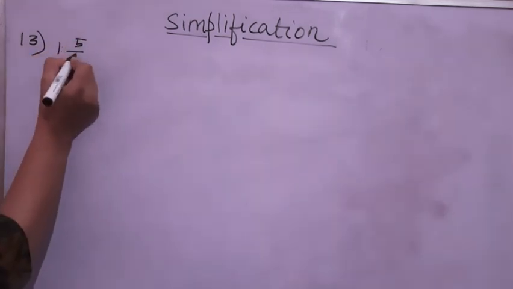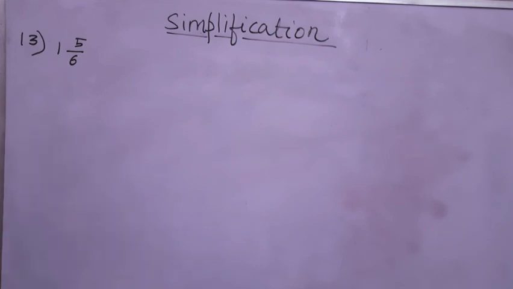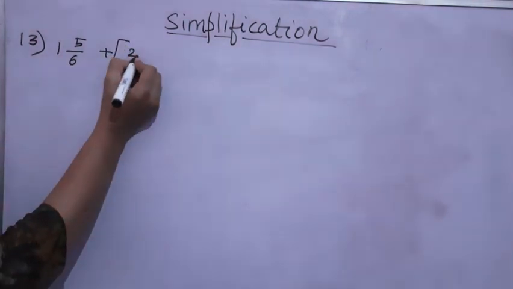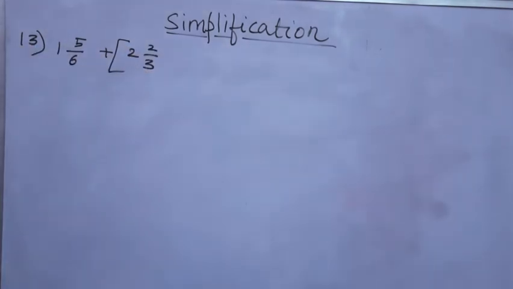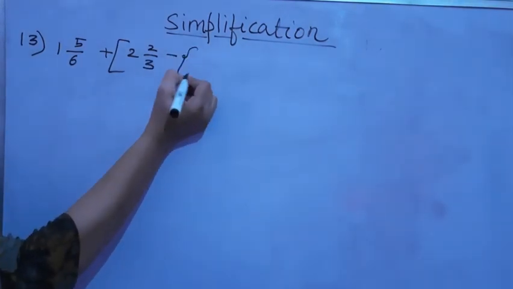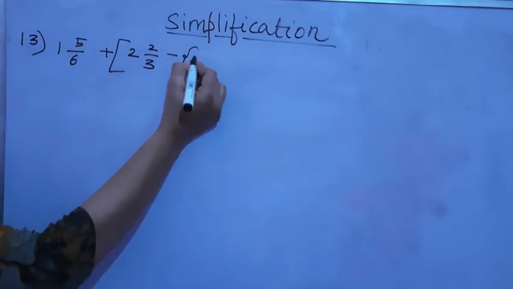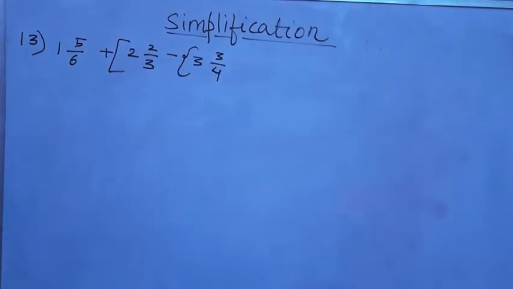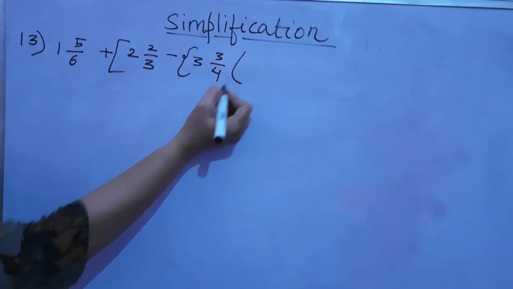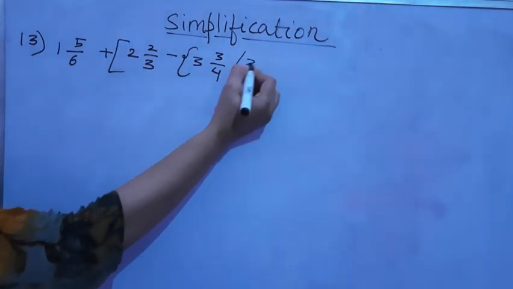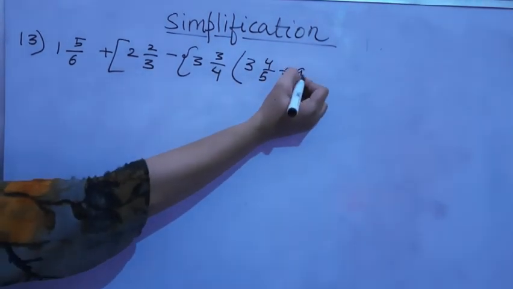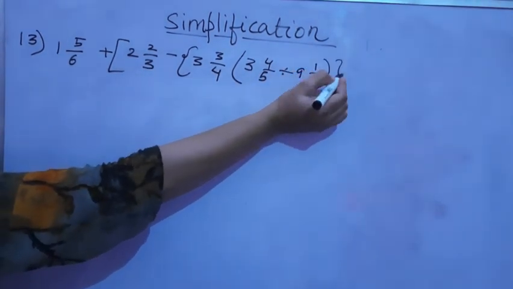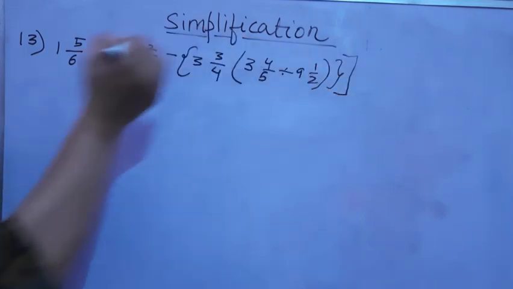First of all, let me write the question. It is 1 5 upon 6 plus big bracket 2 whole 2 upon 3. It's always necessary, whenever you are reading the question, to read the names of the brackets properly. Curly bracket 3 whole 3 upon 4. Now small bracket 3 whole 4 upon 5 divided by 9 whole 1 upon 2, small bracket, then curly bracket, and then big bracket closed.